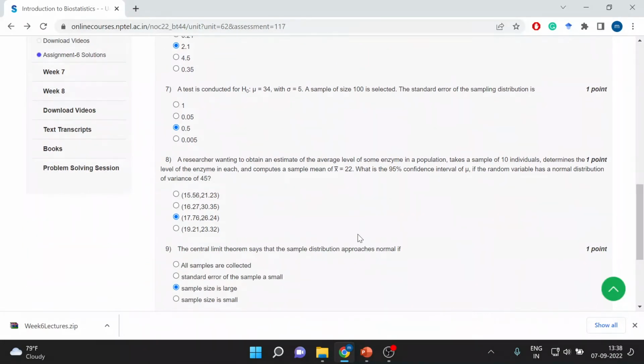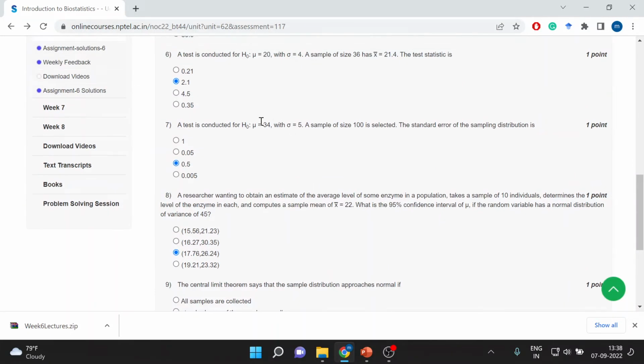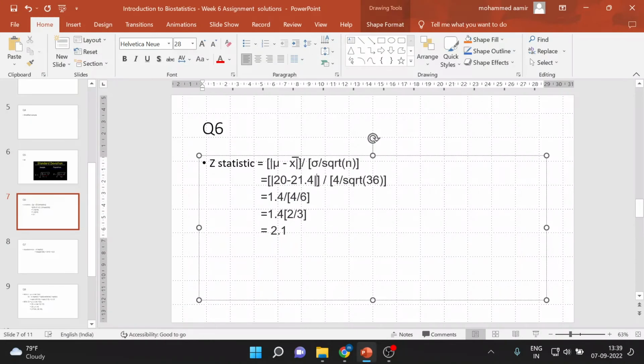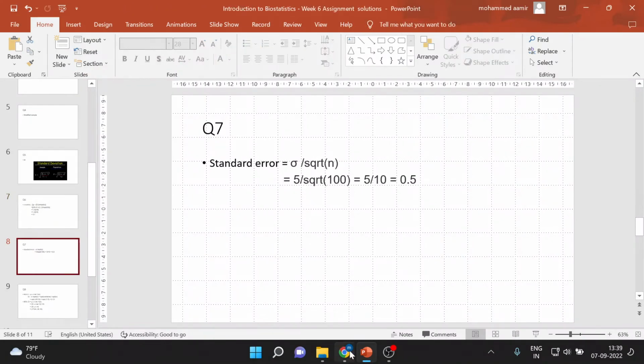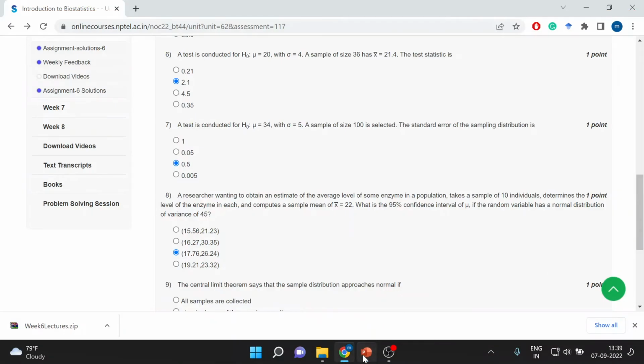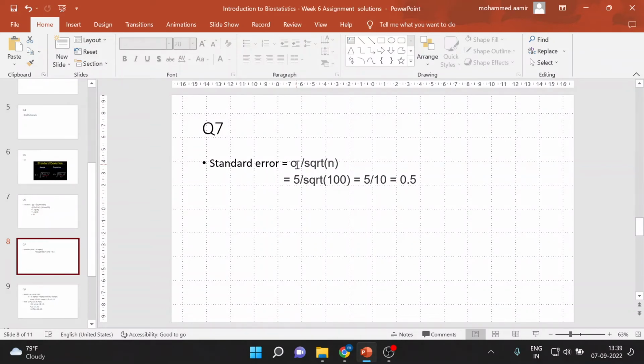The next question is given again hypothetical mean of 34 and sigma equals 5 and a sample size of 100. The standard error of the sampling distribution is, again we have done this before, standard error is nothing but sigma by square root of n. Sigma is given as 5 and n is given as 100, that is the sample size. So 5 by square root of 100 is nothing but 5 by 10, which is equal to 0.5.